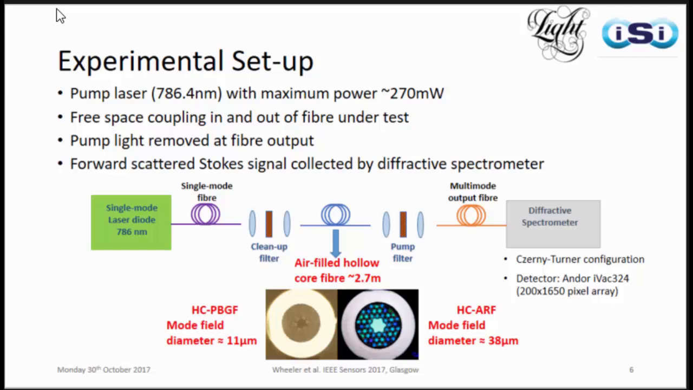So the fibres under test are shown here. We have one example of each type of fibre, bandgap fibre on the left and the anti-resonant fibre on the right. And these fibres have quite different mode field diameters, so the only change in the setup is that we optimise the lenses to get the maximum coupling efficiency in and out of the fibre for the two different tests. And I should mention as well, for this work, we're looking at the forward scattered Stokes signal. You can also look at the back scattered, and that's shown in other reports in the literature.